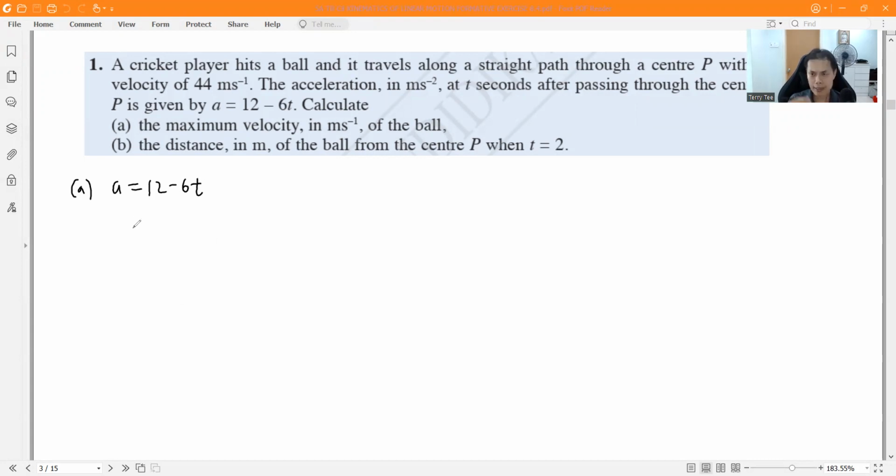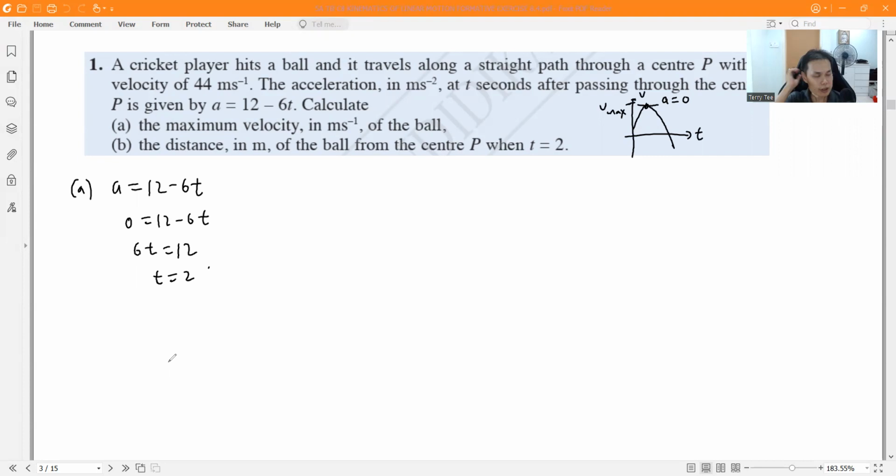Now we know maximum velocity happens when a is 0, when you cannot increase your velocity anymore. For example, maybe I just draw like this. You increase your velocity until you can't increase anymore. Maximum happens when the gradient of the velocity-time graph is 0. In this case, a is 0. So let a be 0 and solve for t. 6t is 12, so t is 2.